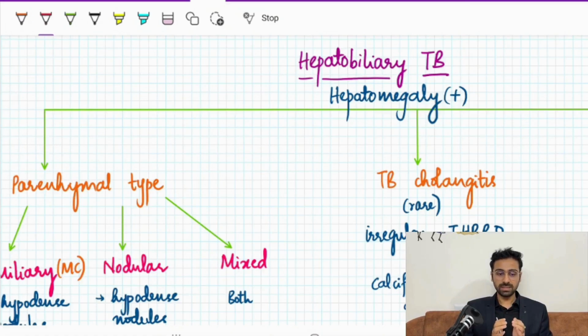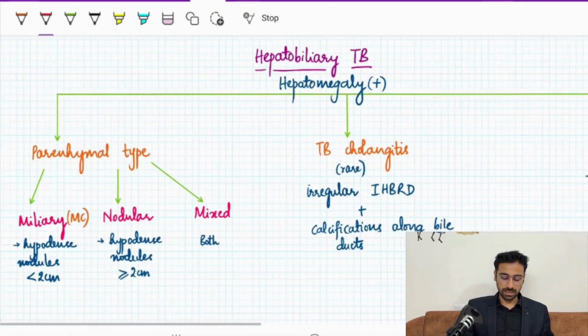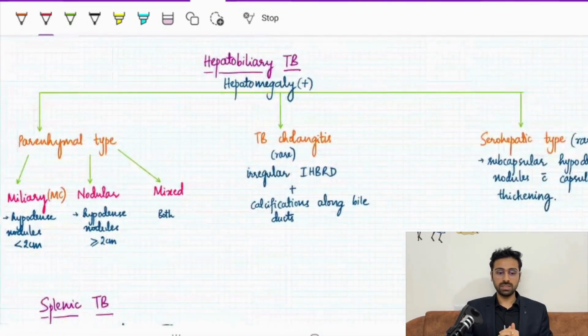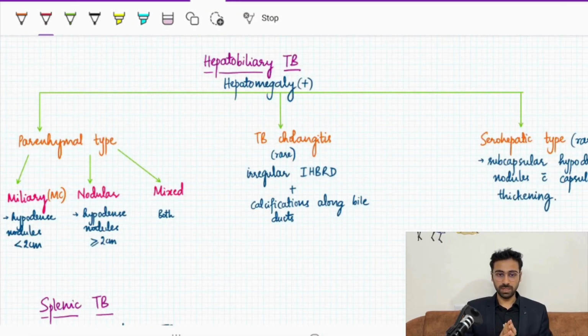Now, the findings are there is hepatomegaly and there are three variants that we classically describe in hepatobiliary TB. The first is parenchymal type, second TB cholangitis, third serohepatic variant. In parenchymal type, there are three other variants, that is miliary TB, which is by far the most common form of hepatic TB. Next is the nodular, and third is the mixed. By miliary, I mean less than 2 centimeter nodules are present within the liver. In nodular variant, more than 2 centimeter nodules are present. And in mixed, both miliary as well as nodular are present.